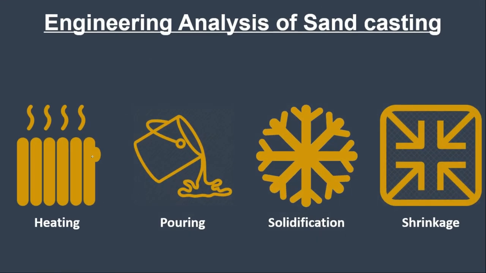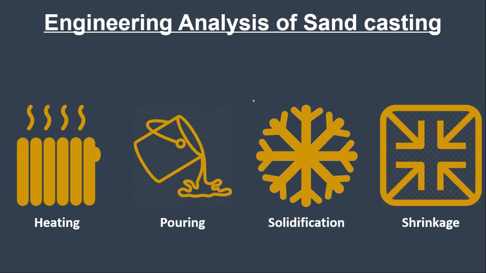Now we have discussed the first step, that was heating, and we saw that we need to heat the material beyond the melting point so that we can pour the molten material. Then we discussed the pouring, that there are three important factors: the pouring temperature, the pouring rate and the turbulence. And we performed some engineering analysis of the pouring in our casting technology.